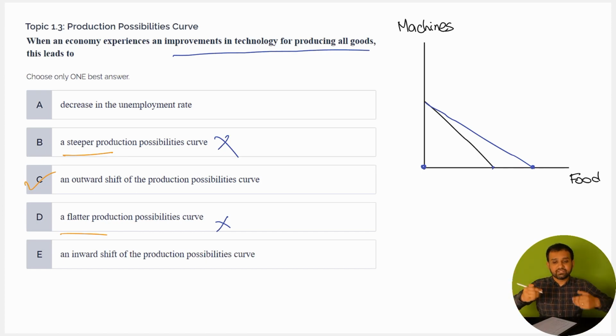So when you see a decrease in unemployment rate, yes, that means you may be producing more than before as more people are working now. Maybe you're producing closer to the PPF, but this does not affect your production possibility frontier. Okay, an inward shift of the PPC. So an inward shift of the production possibilities curve happens when the technology decreases or the quantity or quality of resources decrease. Since none of that happened here, you can leave that out as well, leaving you with C as the right answer.